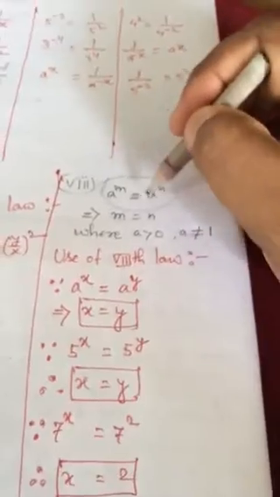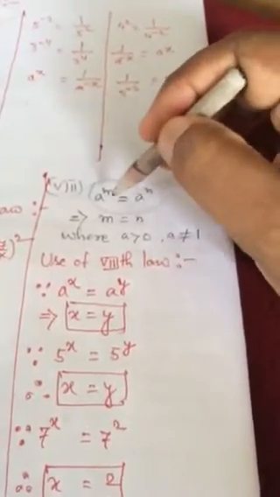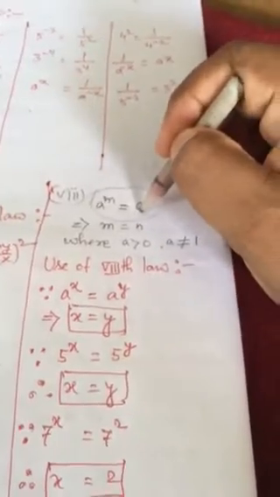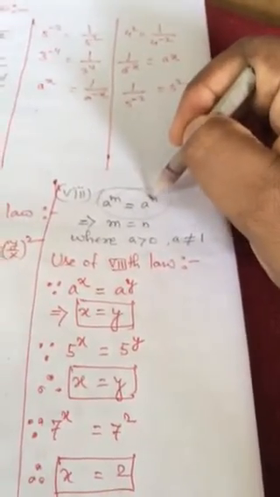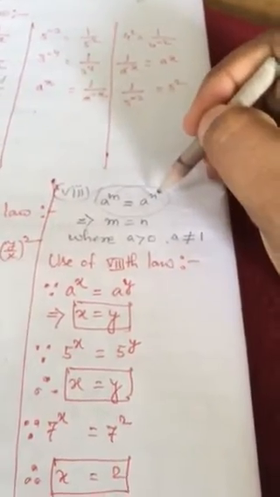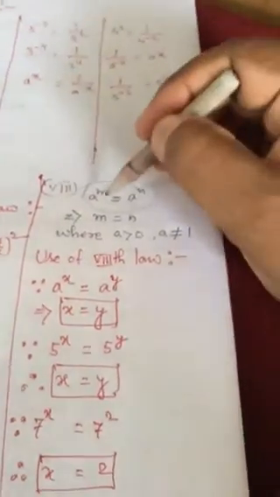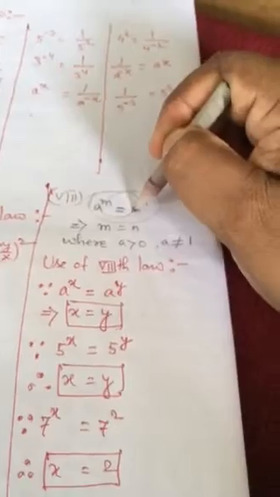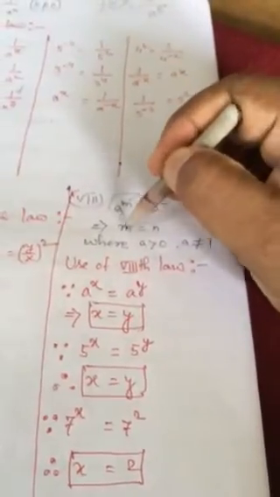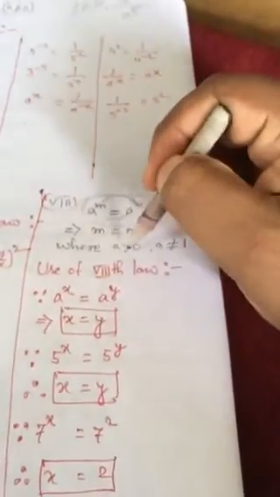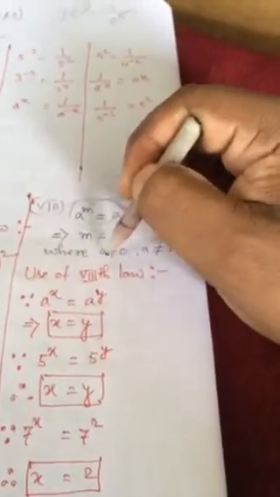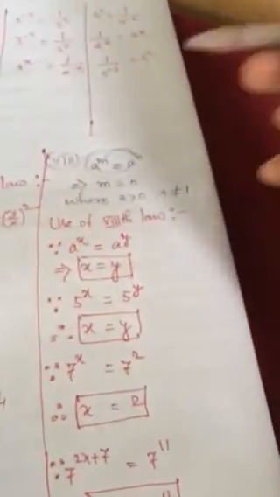In such a case, either the base should be equal or the power should be equal. If bases are the same, powers will be equal automatically. If powers are the same, bases will be equal automatically. Now a to the power m equals a to the power n, bases are the same, so powers will be equal. That is why m equals n, where a should be greater than 0 and not equal to 1.